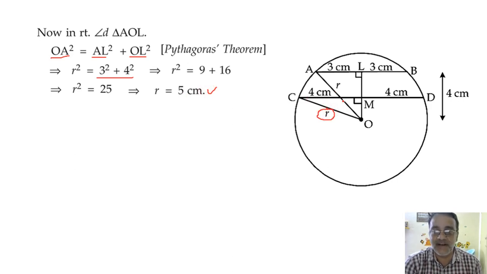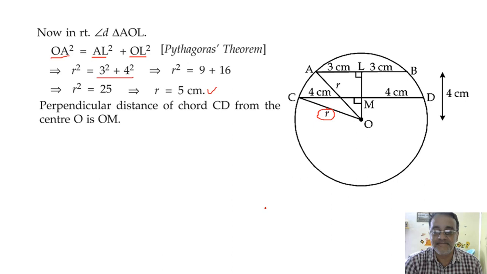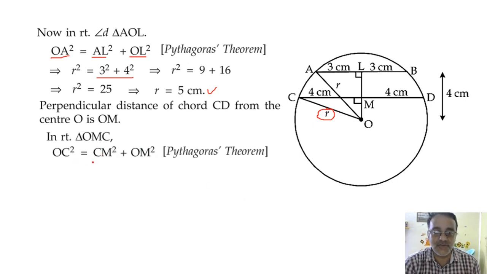अब हम लोग ये वाला triangle लेंगे. In this triangle, what will you get if you apply Pythagoras theorem? OC square is equal to CM square plus OM square. Very good. So in triangle OMC, OC square is equal to CM square plus OM square. This is R, this is 4, and this we need to find the value of.